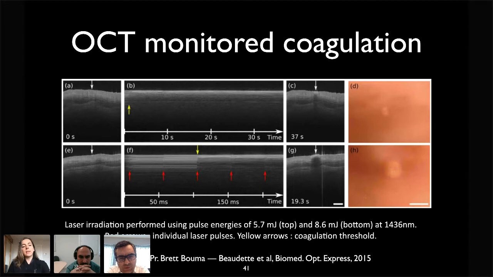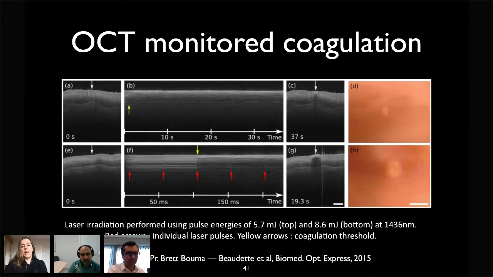And then at the white arrow, she stops her image, so that becomes an M mode, and she's pulsing her laser to see when coagulation occurs. Depending on the energy of her laser, coagulation takes 30 seconds or can happen in as fast as 60 milliseconds. And coagulation is actually seen in OCT because as the tissue coagulates, it increases massively the scattering properties.